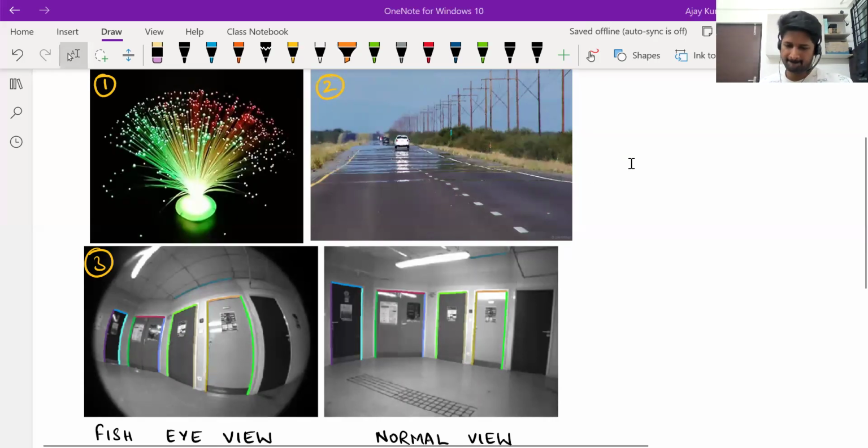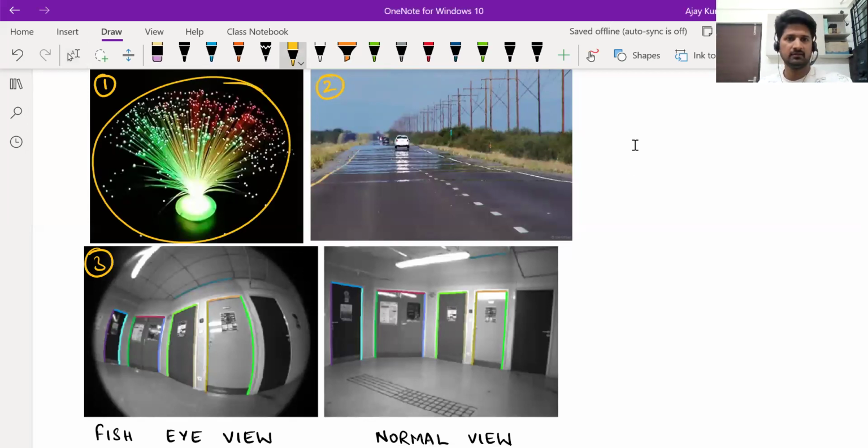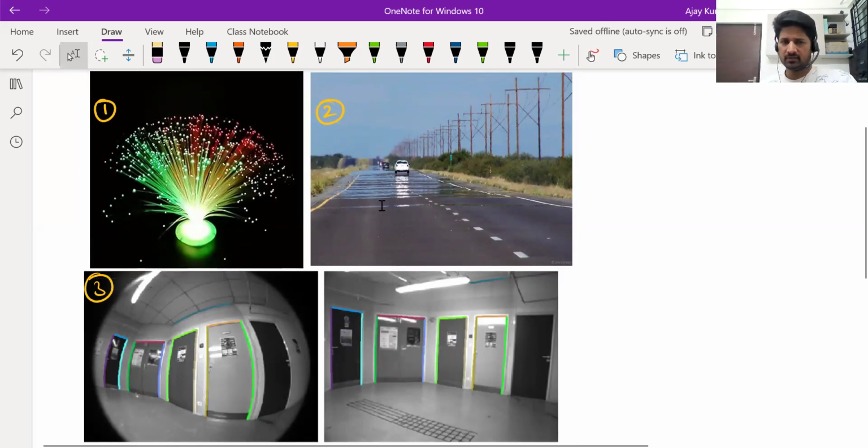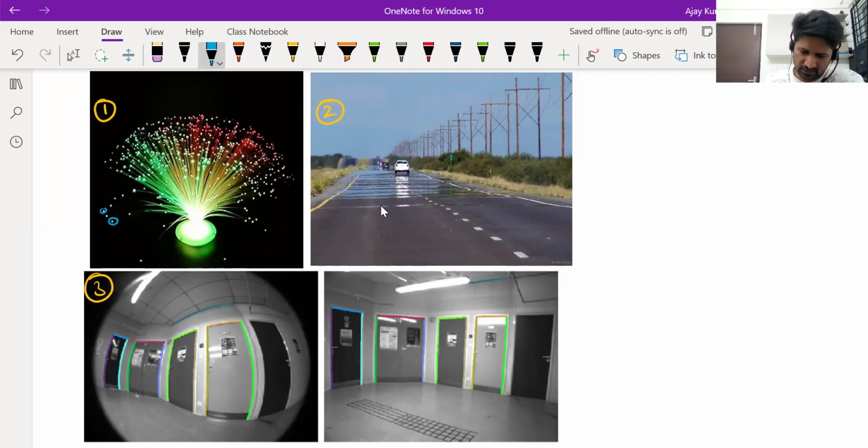I'm not sure. Okay, have you ever seen this kind of decorative item? Yes, sir. Okay. There is a light source at the bottom, and there are some fibers. And you see light at the tip of those fibers. The actual light source is here. Does that strike anything?